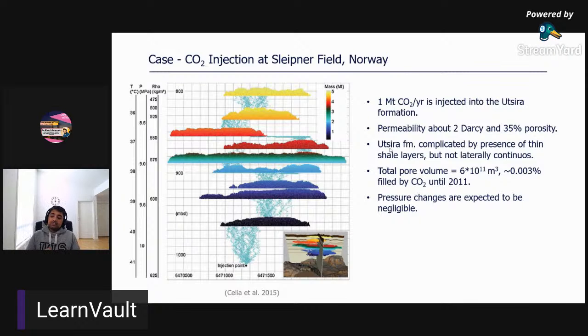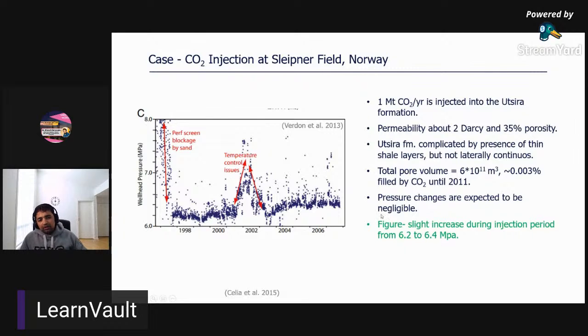So when the injection so far has been so little into such a large pore volume, the pressure changes are expected to be negligible, right? Because it's just a very little fraction of the total pore volume. The figure here shows the wellhead pressure plot versus time. And what they have found is that there is a very slight increase during the injection period. The increase has been only from 6.2 megapascal to 6.4 megapascal. So after years of injection, the pressure increase has been only 0.2 megapascal.